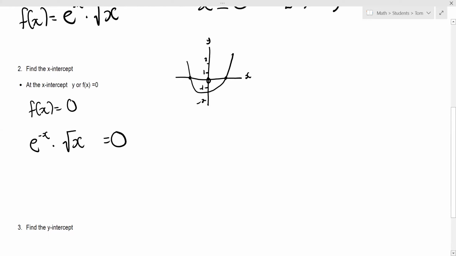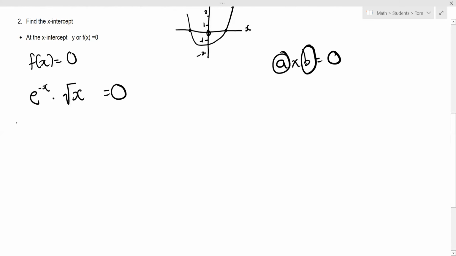Now, you can see we are multiplying the two. If a times b is equal to 0, it's either a is equal to 0 or b is equal to 0, or even both. At least one of them has to be equal to zero for two numbers to multiply and give zero. So that's the same thing here. It's either e to the power of negative x is equal to 0, or the square root of x is equal to 0.